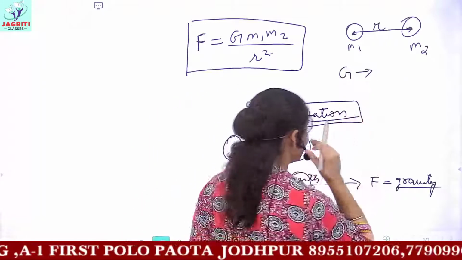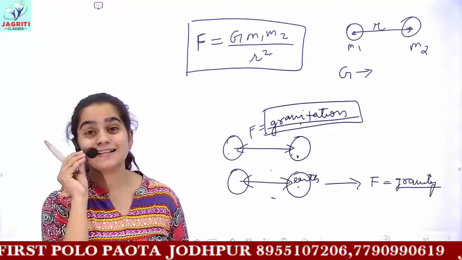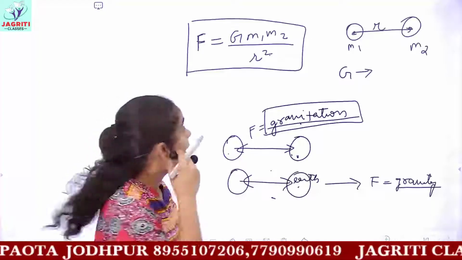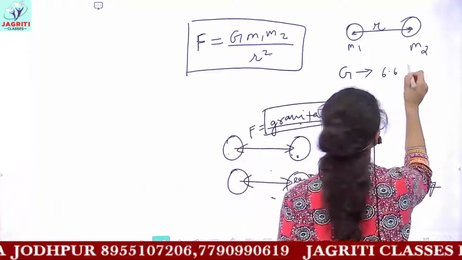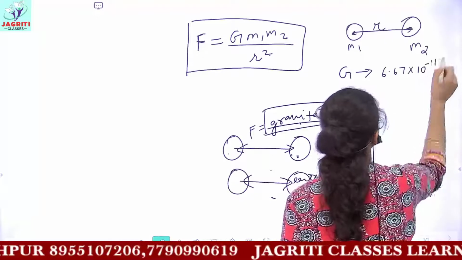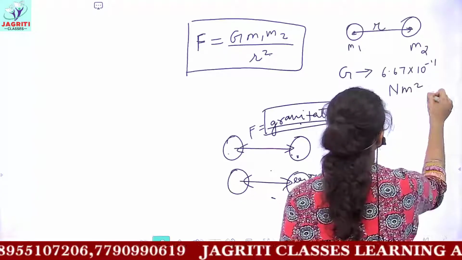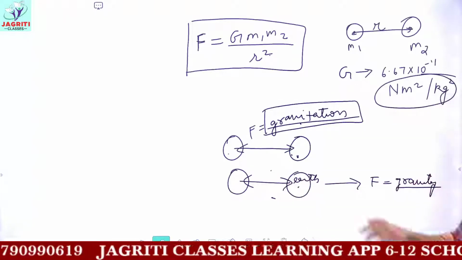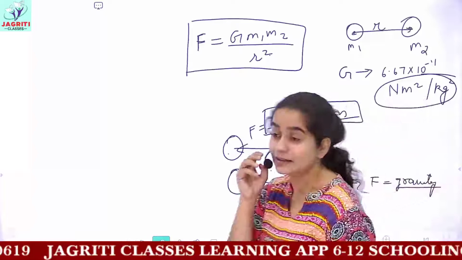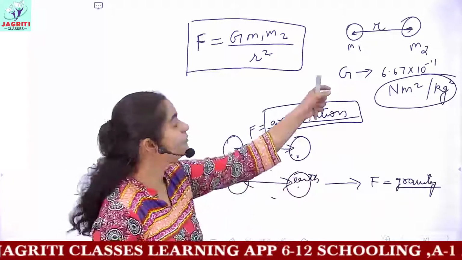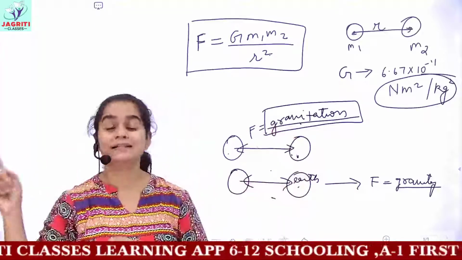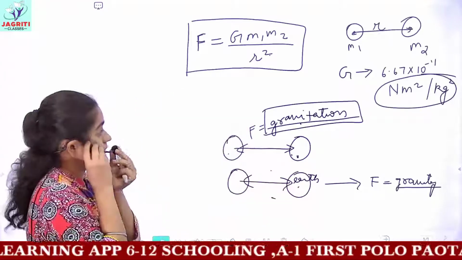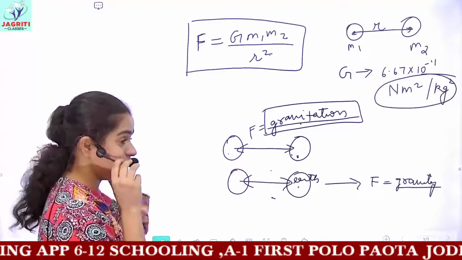G here is known as what? G is called the universal gravitational constant. It has a constant or fixed value, and the value of G is 6.67 into 10 raised to the power minus 11 Newton meter square per kg square. I told you how to derive the unit for this G. We have done this, that is how to make the unit of any physical quantity. I described it from the chapter motion itself. Then we have the further applications of this law.